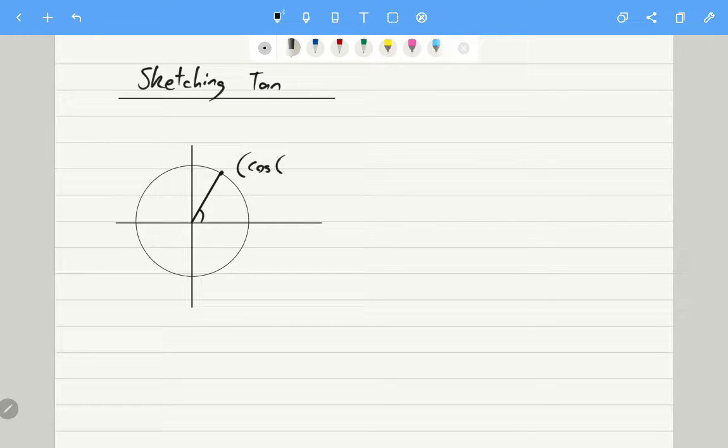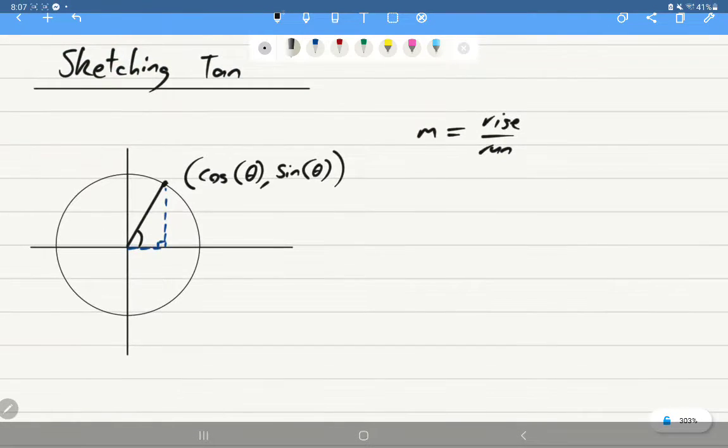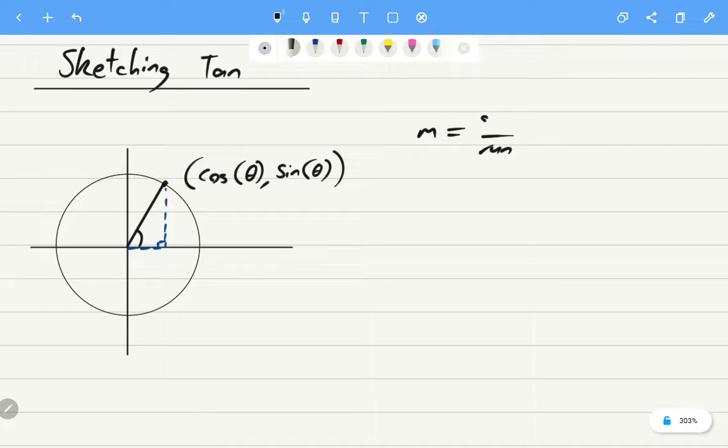cos theta, sine theta. I think we're all pretty happy with that at this point. However, the interesting part is, what's the slope of this line? Well, we define slope, or gradient, as rise over run, which just happens to be the sine coordinate over the cosine coordinate. But that's also how we define tan.